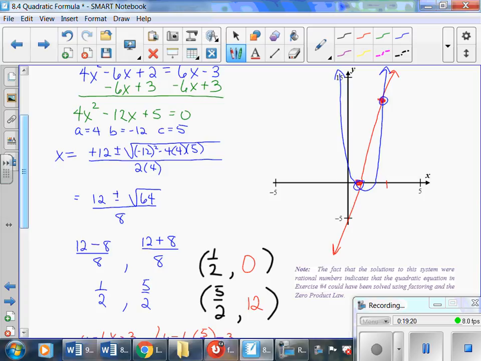It says to label them, so we can label this one as 5/2 comma 12. This one is 1/2 comma 0. All right. If they asked you to graph it, they would give you a much nicer graph with grid lines and everything. Okay.